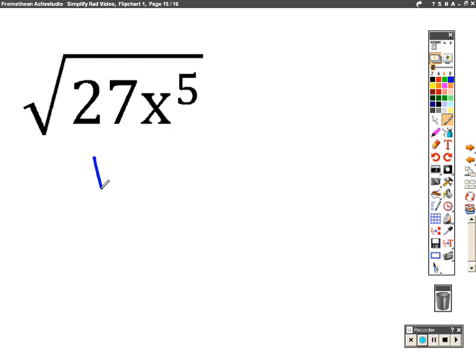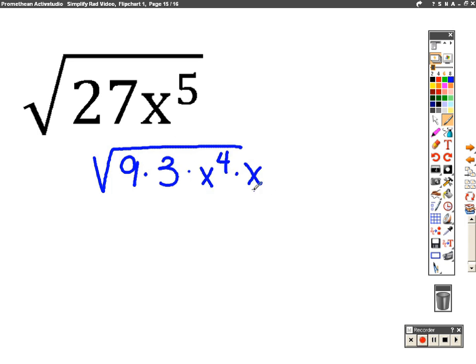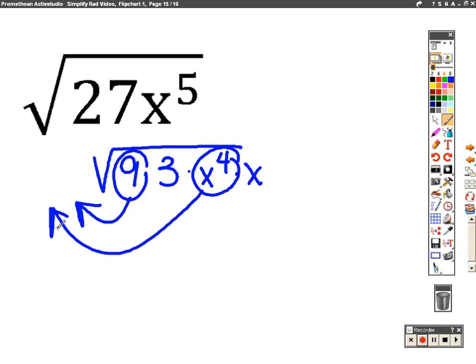27x to the 5th. Let's rewrite this completely. I'm going to write this as 9 times 3. I'm going to write this as x to the 4th times x. You see what I wrote here? This still says x to the 5th, and this still says 27, but the 9 comes out of the radical. It gets to come out of jail. That x to the 4th gets to come out of jail, visit its homies.